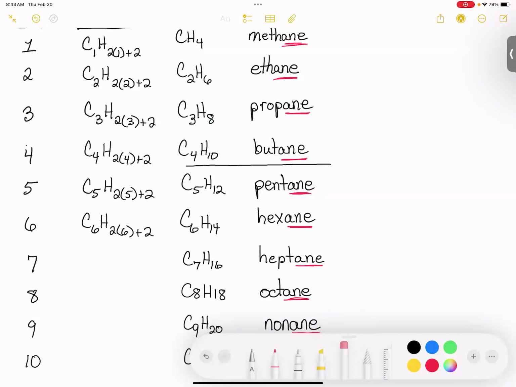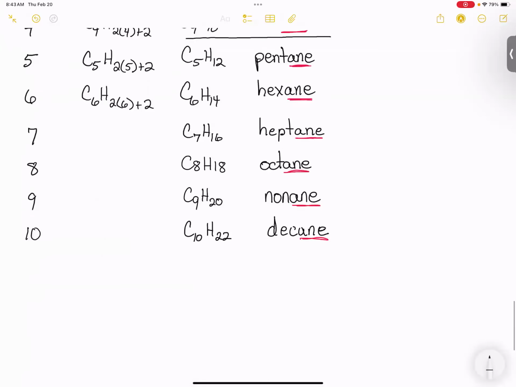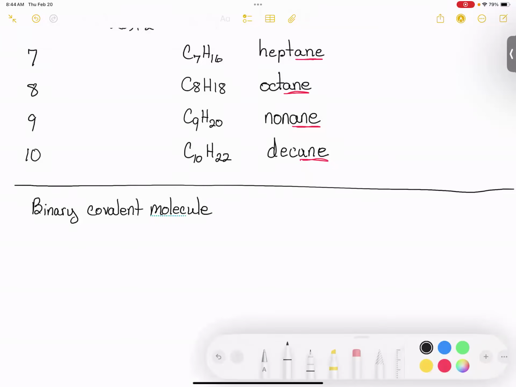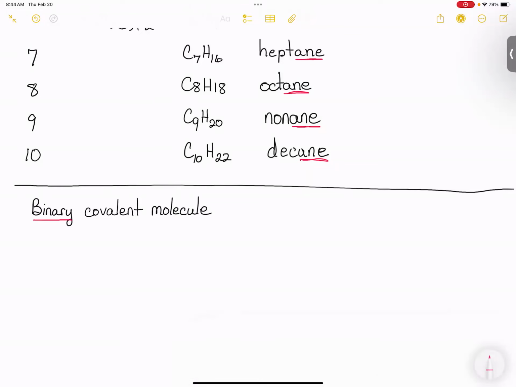Then if not, we're going to move to the fourth type of covalent molecule that we will discuss. And that is a binary covalent molecule. This literally breaks down. Binary is going to be a 2-element. And then covalent molecule describes the bonding type.